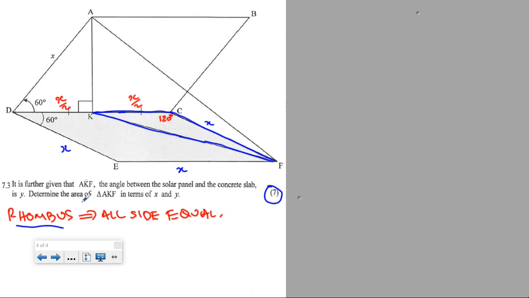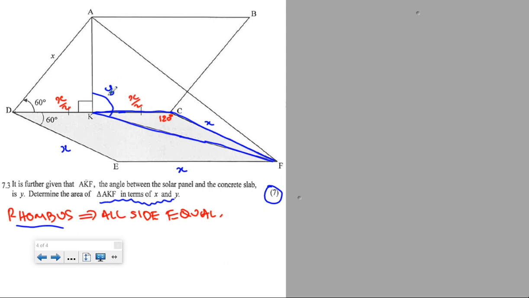Right, let's get down to the question. There's two parts to it. Firstly, they want us to find the area of triangle AKF in terms of x and y. In the initial instruction there was no mention of y, therefore we have to read here. It's further given that angle AKF is y, so that's an angle y.